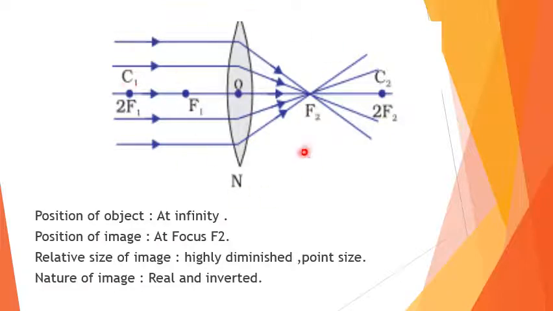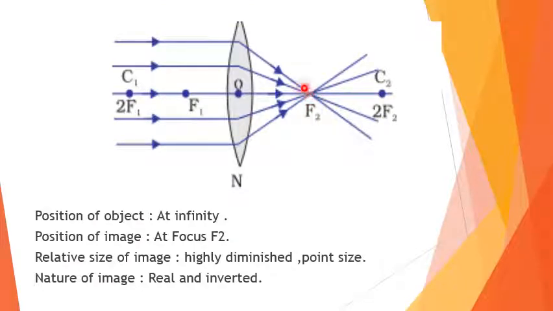Okay, so let's see the first ray diagram. What is the position of the object? Object is kept on the left side. Where? At infinity, so rays will go straight. Where is the image formed? At F2, means the rays of light will converge. What is the size here? See, highly diminished, point size.